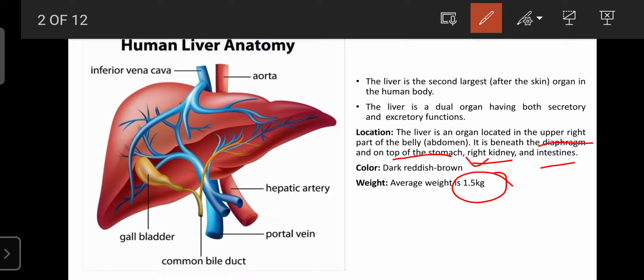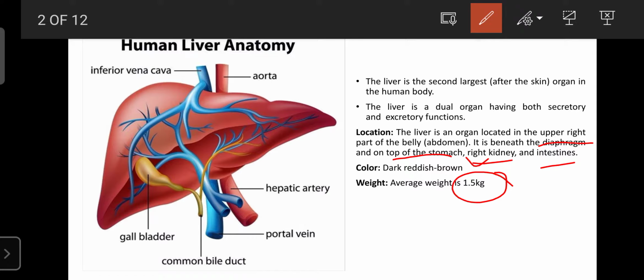The liver also has good circulation. It is connected with the portal vein as well as the hepatic artery, through which the liver can exchange blood or metabolites with our systemic circulation. The liver also secretes bile into the gallbladder for storage through a bile duct. So this is the general liver anatomy.